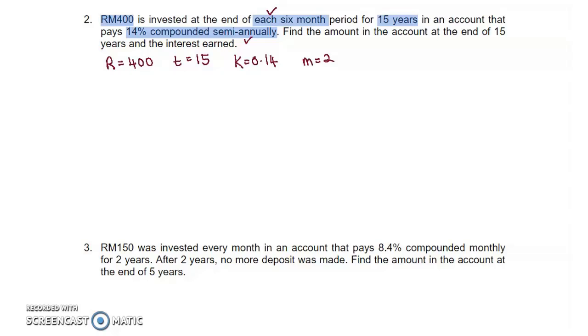Find the amount in the account at the end of 15 years and the interest, that is value S and value I. As usual, we calculate value I first, the interest rate per interest period. That means every 6 months, how many percent? 1 year is 14%, so for 6 months, how many percent? So I equals K over M, 14% divided by 2, so here we get 7%. And in 1 year we calculate interest 2 times, so for 15 years, 15 times 2, which is 30.